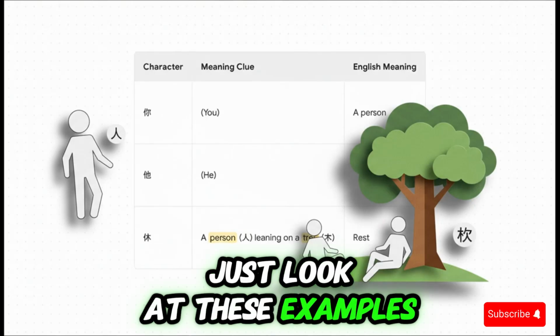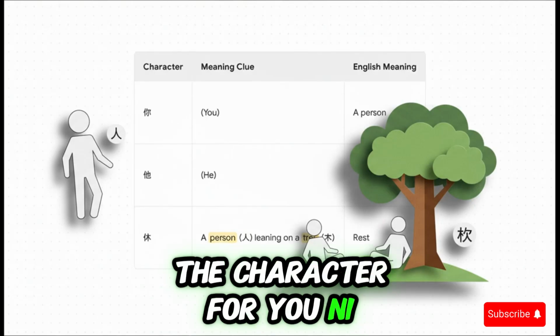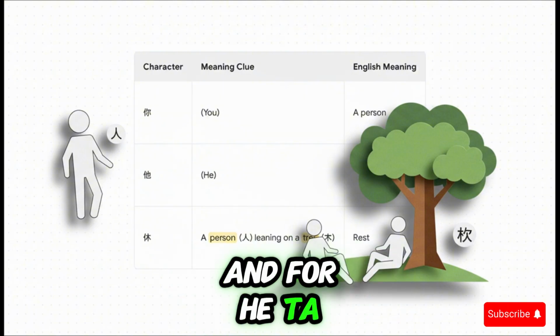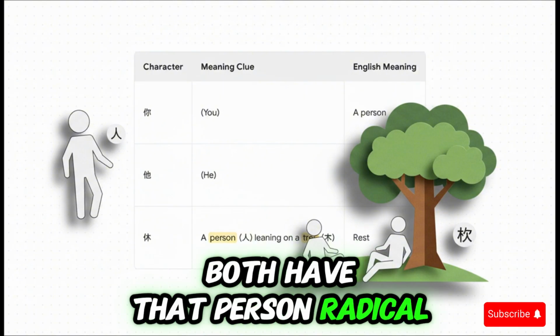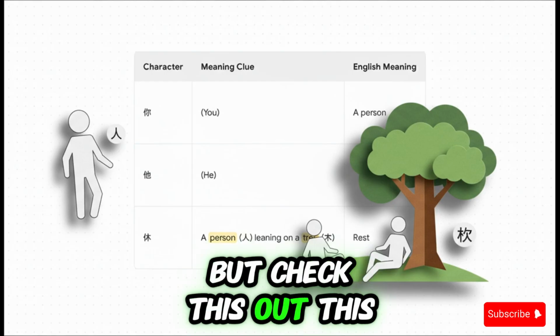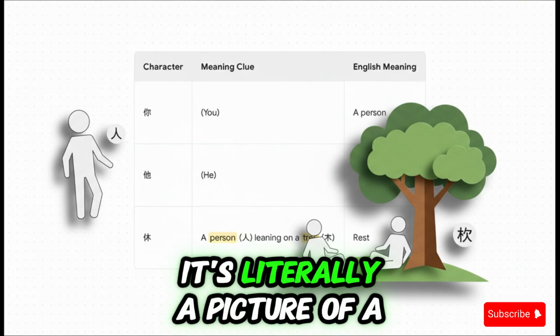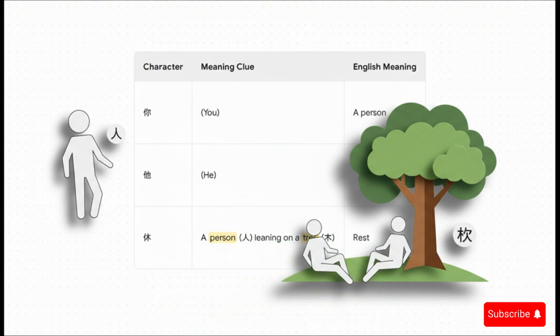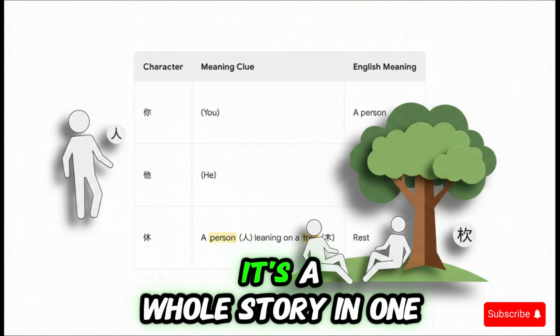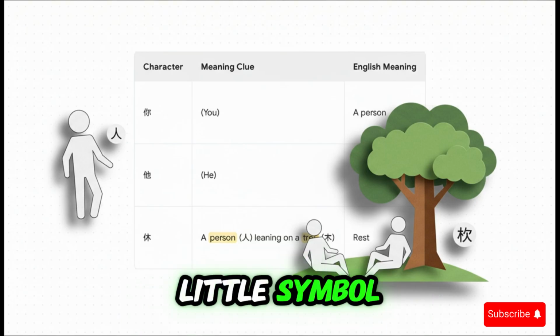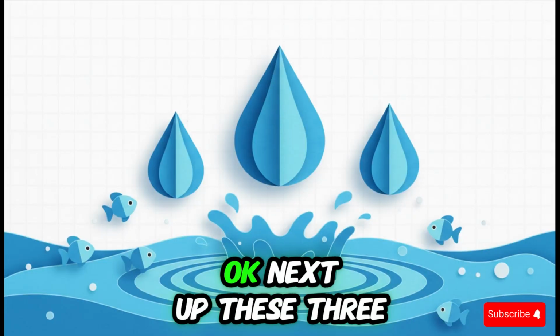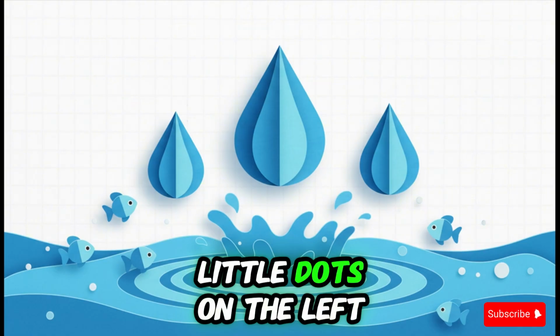Just look at these examples. The character for you, ni, and for he, ta, both have that person radical right there on the left. But check this out. This is my favorite one. The character for rest, shu, it's literally a picture of a person, ren, leaning against a tree, mu. It's a whole story in one little symbol. How cool is that?